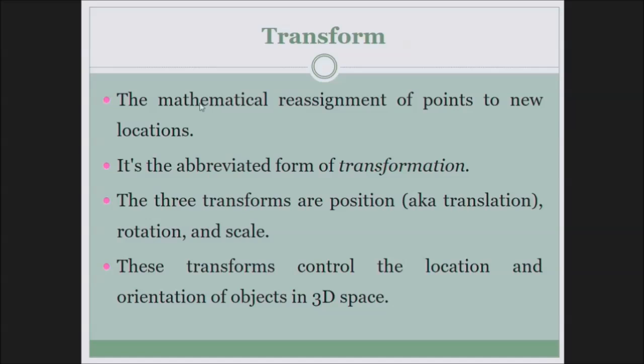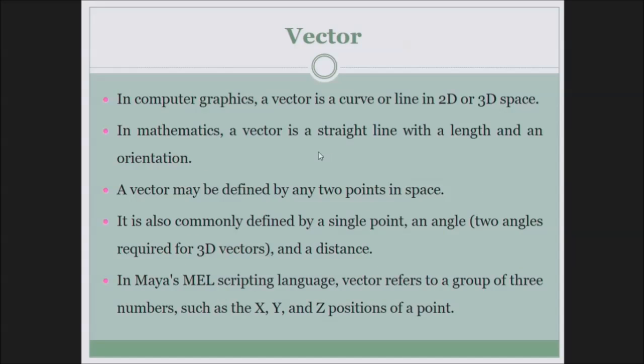Transform is a mathematical reassignment of points to a new location. This is transform, the abbreviated form of transformation. The three transforms are rotation, scaling, and position, that is translation. These transforms control the location and orientation of objects in 3D space.